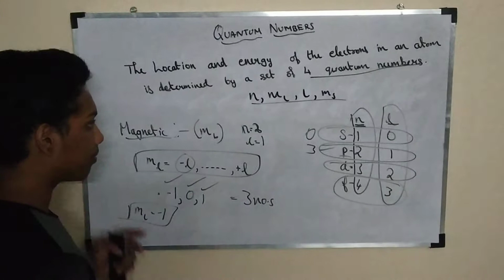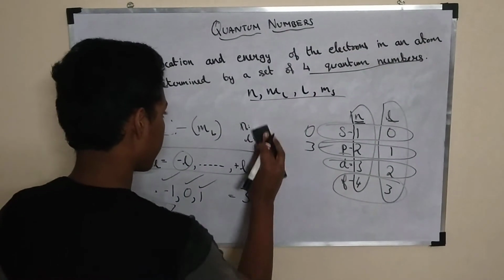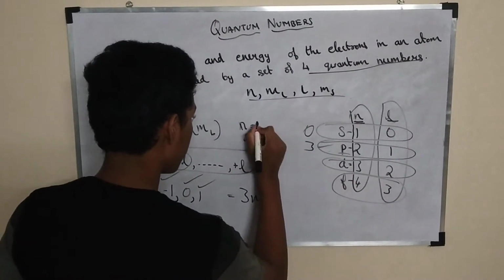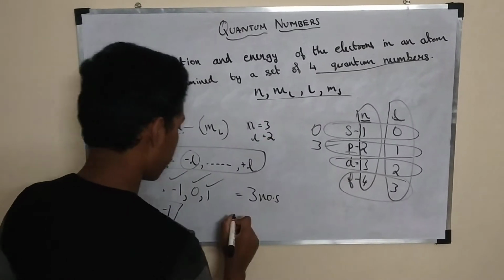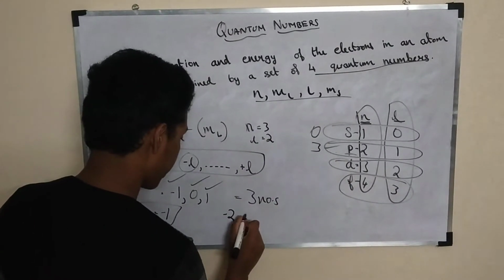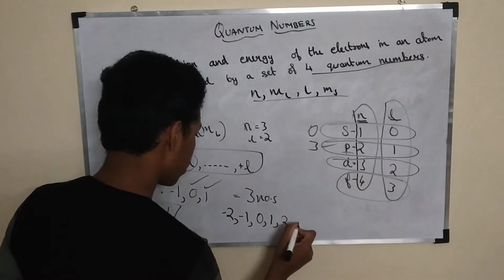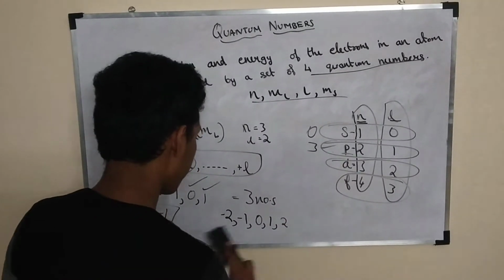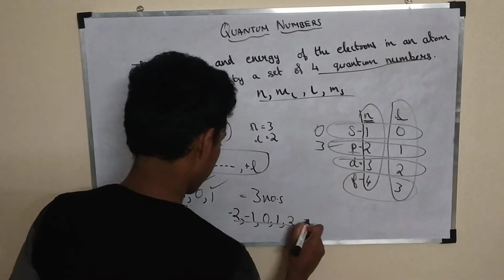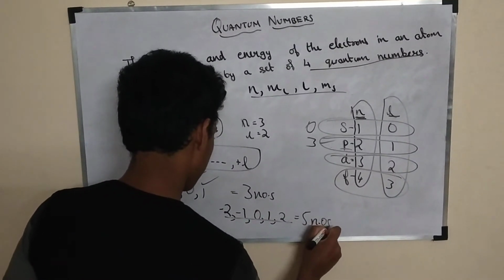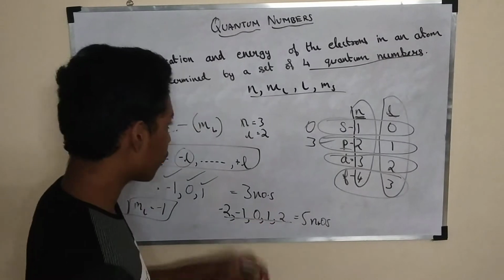For D, N value is 3. So L value is 2. So it will be minus 2, minus 1, 0, plus 1, plus 2. That's all. So it will be 5 possibilities. 5 numbers. 1, 2, 3, 4, 5.